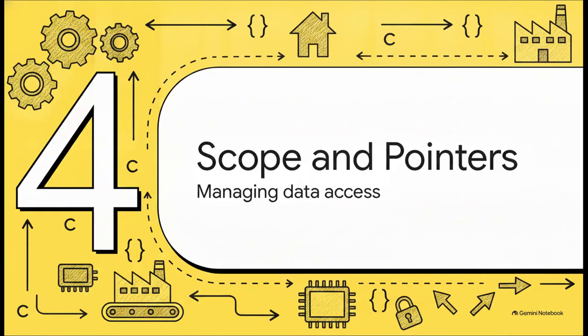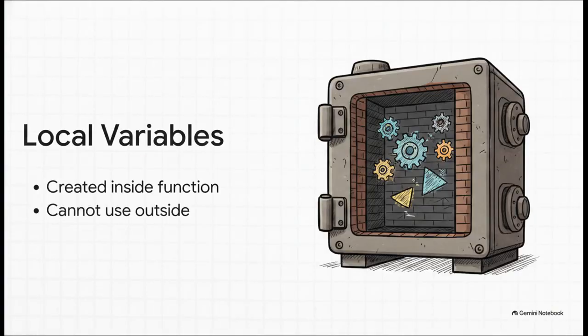Section 4. Data scope and pointers. This is absolutely crucial for managing how data moves around our factory. The very first thing you need to wrap your head around here is the concept of local variables. When you create a variable inside a function body, it belongs strictly to that function. It is entirely walled off from the rest of the factory. If your test function creates a variable named x, the rest of your program has absolutely zero idea that x even exists. Basically, what happens in the machine stays in the machine.